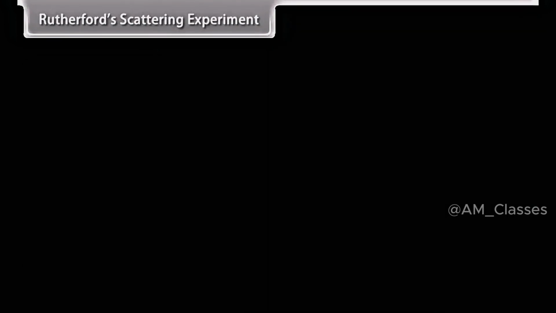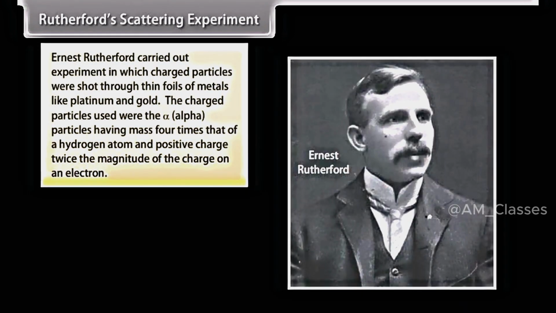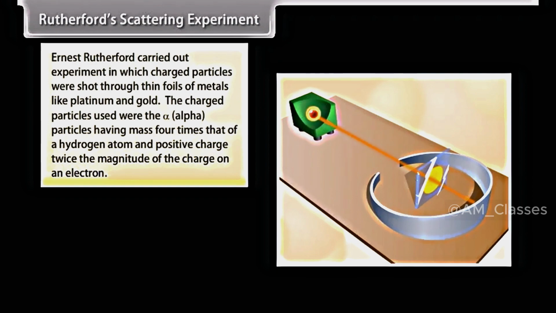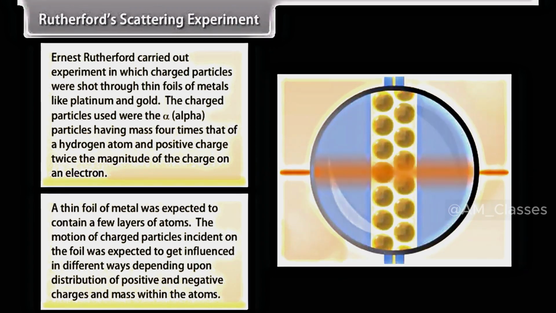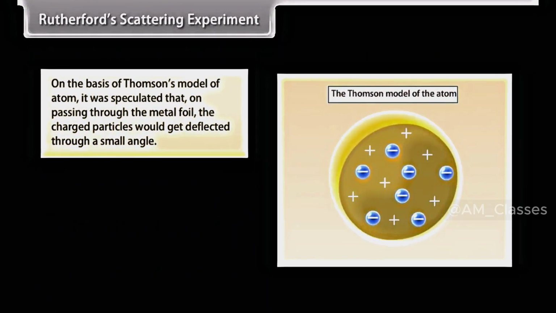Rutherford scattering experiment. Ernest Rutherford carried out an experiment in which charged particles were shot through thin foils of metals like platinum and gold. The charged particles used were the alpha particles having mass 4 times that of a hydrogen atom and positive charge twice the magnitude of the charge of an electron. A thin foil of metal was expected to contain a few layers of atoms. The motion of charged particles incident on the foil was expected to get influenced in different ways depending upon distribution of positive and negative charges and mass within the atoms. On the basis of Thomson's model of atom, it was speculated that on passing through the metal foil, the charged particles would get deflected through a small angle.